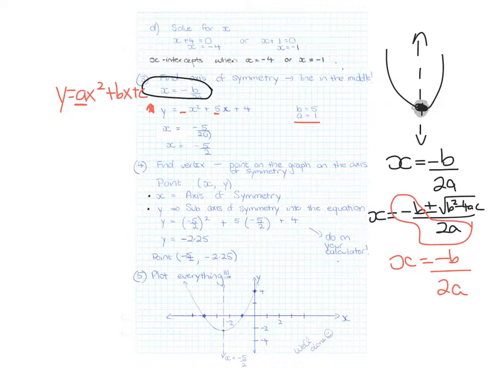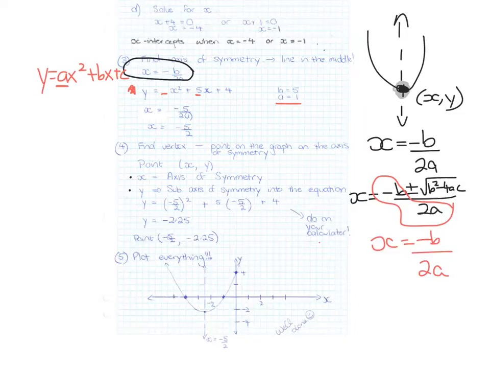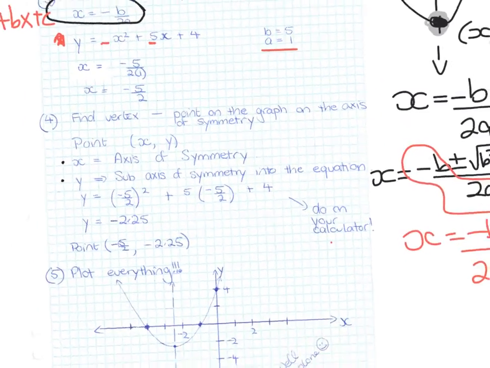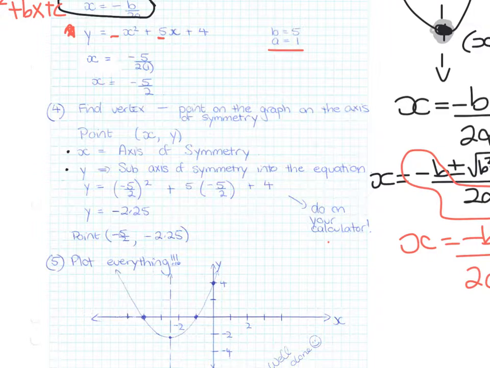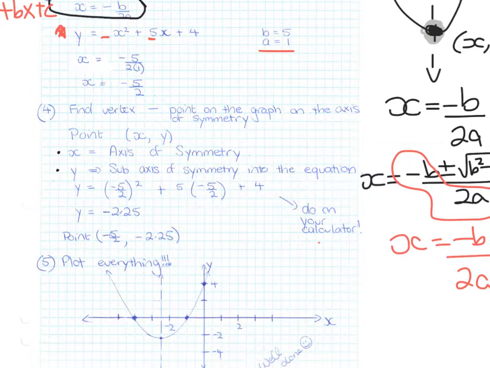It's a point. That means it's got an xy value. And that's what these notes are saying down here. It's a point on the axis of symmetry. It's a point which has coordinates xy. The value for x is always the same as the axis of symmetry. To find y, then, you have to substitute the axis of symmetry into the equation.